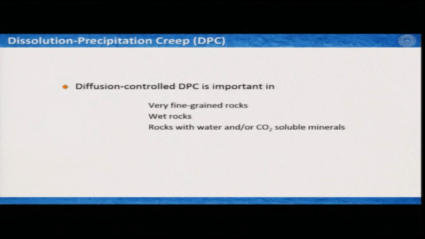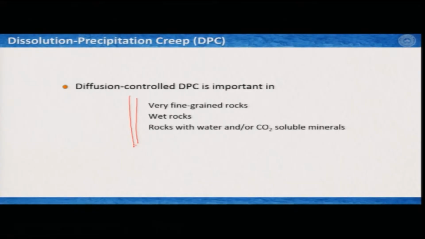Now, diffusion controlled dissolution precipitation creep is important in very fine grained rocks, and the rock has to be wet, and mostly rocks whose compositions include minerals which are soluble in water or carbon dioxide. Fundamentals of dissolution precipitation creep.